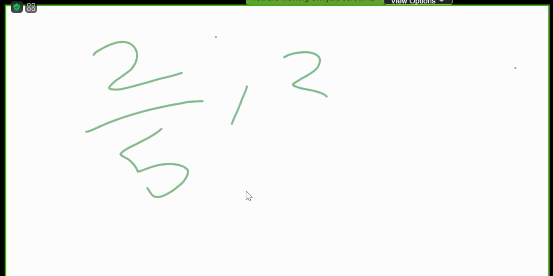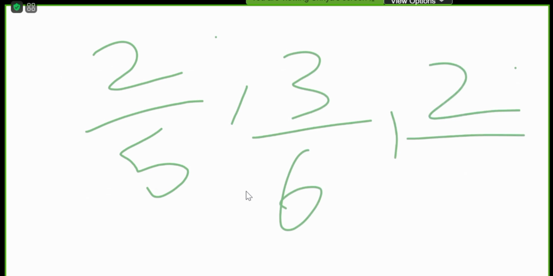Now let's see some examples of unlike fractions. For example, 2/5, 3/6, 2/4, like that. These have different denominators, so these are known as unlike fractions.